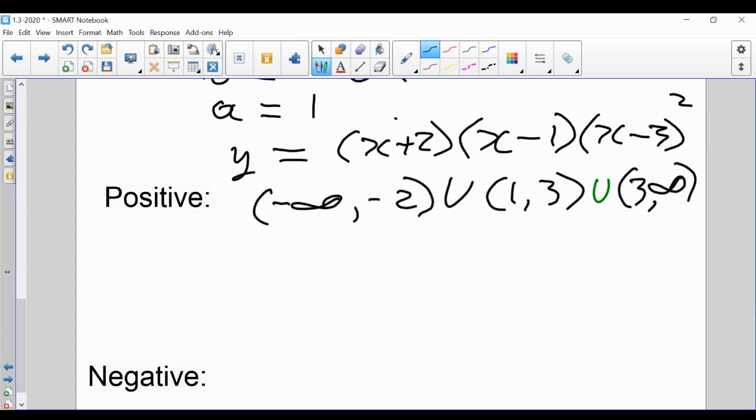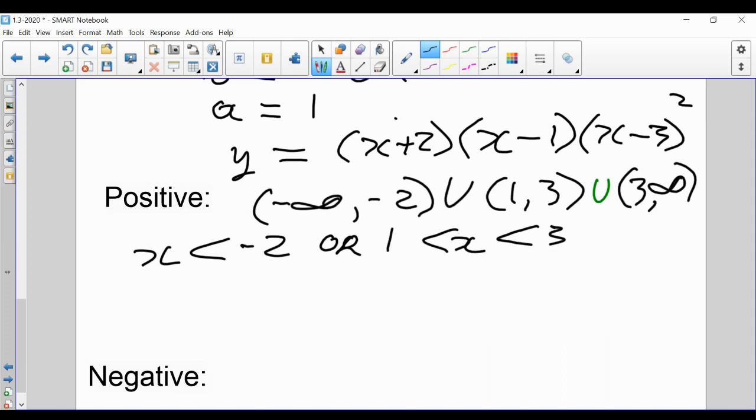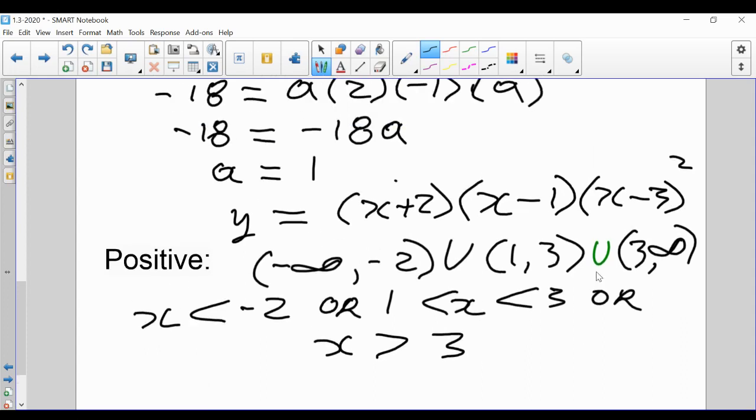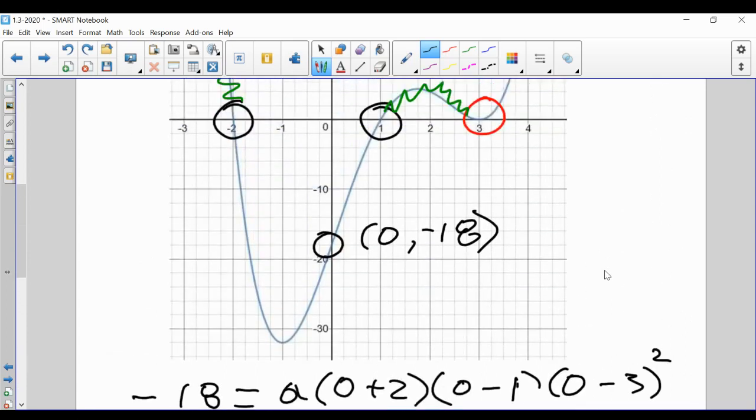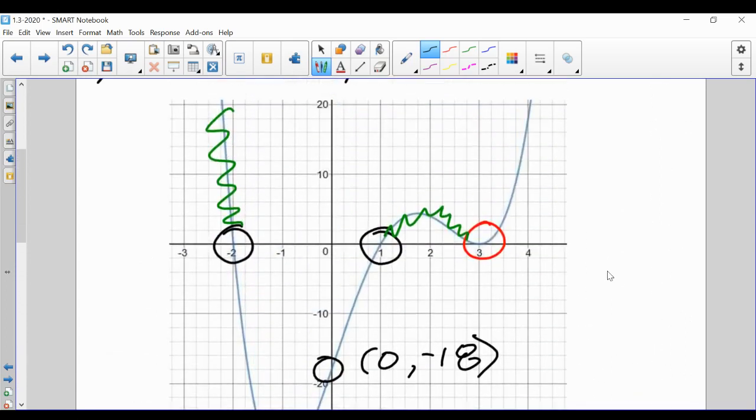Let me show you another way that we can write this answer down. If you don't want to use the brackets, then here's the way that you have to phrase it. You're going to have to say that x is less than minus 2, or, not and, but or, x is less than 3, but greater than 1, or x is greater than 3. I find that a lot more tedious to write. That's why I just use the brackets.